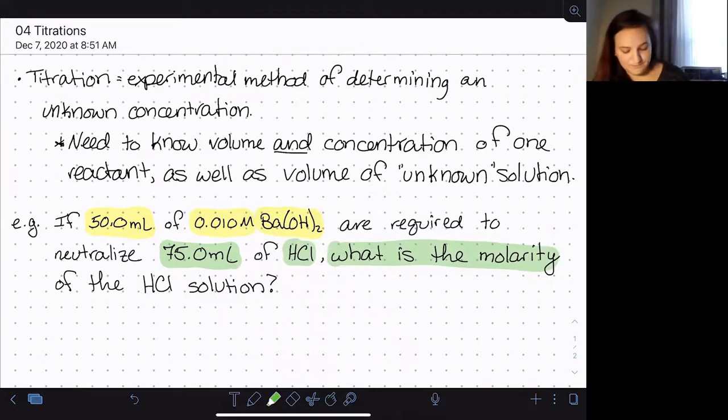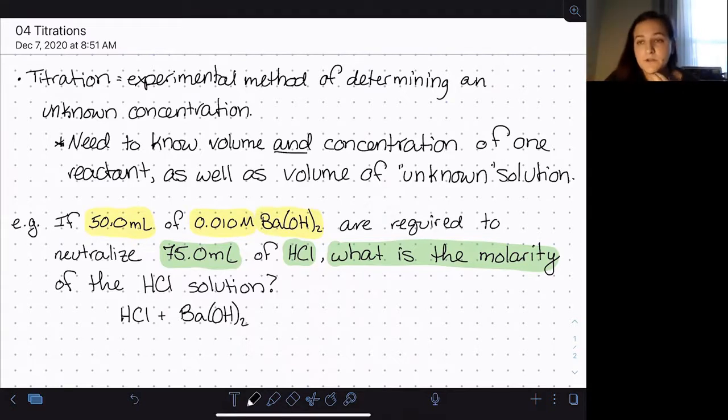So we can do this by first writing our reaction. So we need to identify what is the reaction that is happening between these two substances, because the stoichiometry, the coefficients of that reaction, are the key step in this process that allows us to use a titration in this way. So we have HCl reacting with barium hydroxide, and we only need the molecular equation for this. We don't need the net ionic. It is the stoichiometry of the molecular equation that matters here, so that is the one we want to work with.